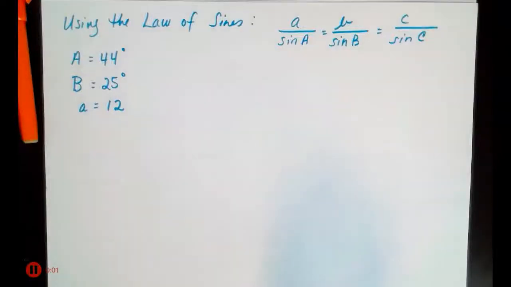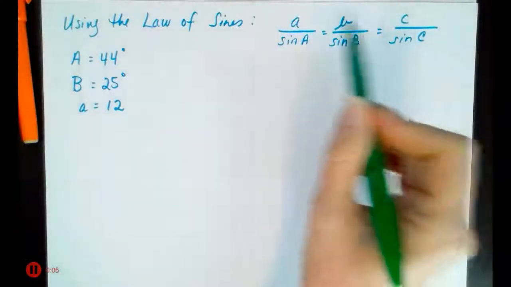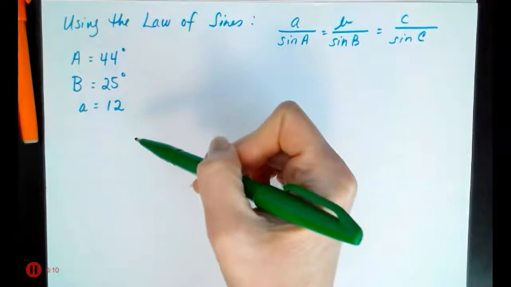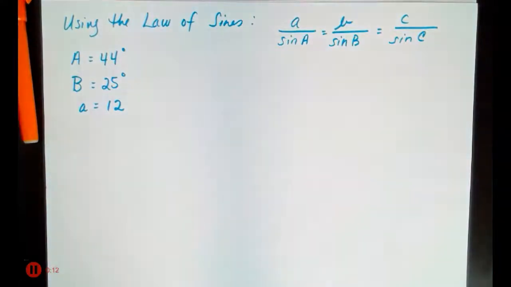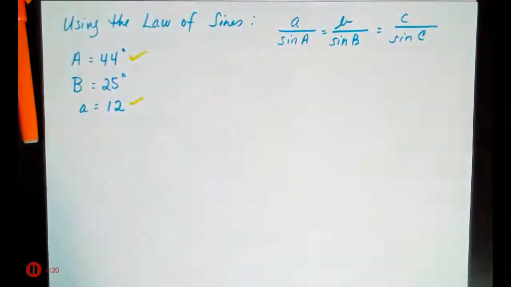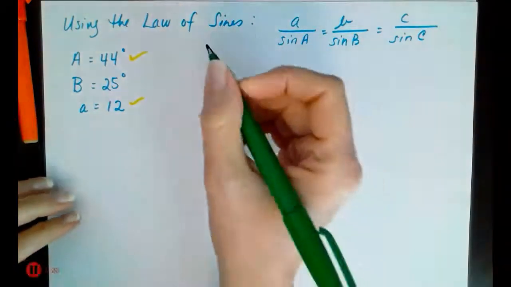This video is all about using the law of sines, and here's the law of sines as we derived it in class. This is the given information, and remember, in order to use the law of sines, you have to have an angle and its corresponding side, which we do. We know angle A and we know side A. That allows us to set up a ratio that we can then turn into a proportion to solve.